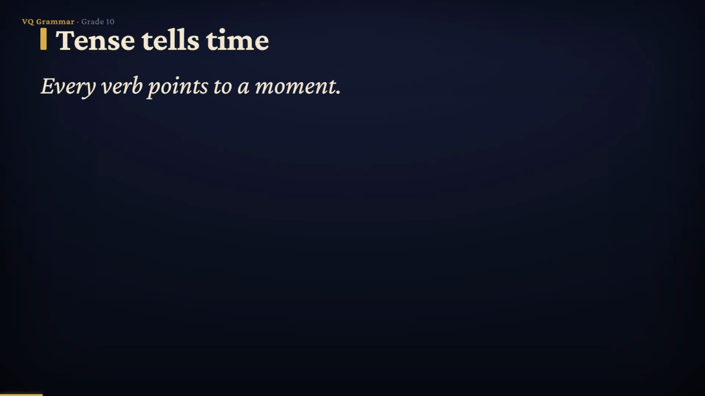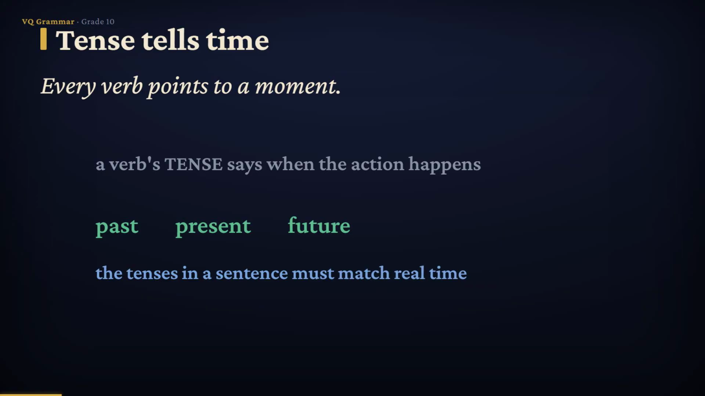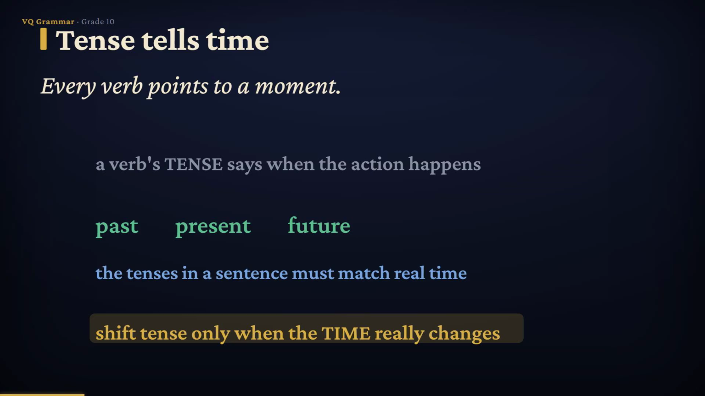Start with the basics. A verb's tense is the part that says when the action happens, past, present, or future. That's its whole job. Now, here's the idea behind today's lesson. The tenses inside one sentence have to match what really happened in time. If two actions happen together, the tenses should show that. If one happened before the other, the tenses should show that instead. So the rule we're building toward is simple. Shift tense only when the time really changes, never by accident.